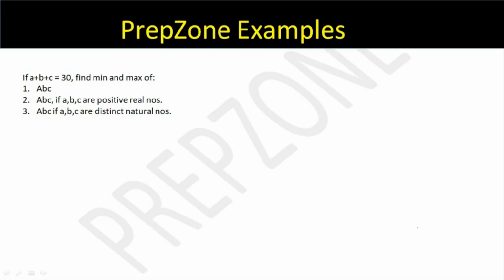See, let's see, right? What is given in the question? First, A, B, C, right? Sum is constant, numbers, maximum, minimum. First question, second question, and third question. First question. What we know is sum is minimum when numbers are as close as each other, right?